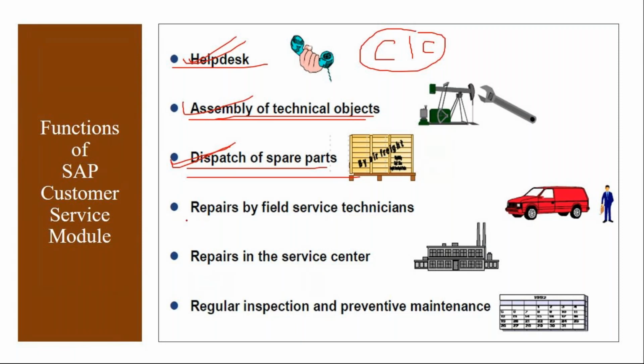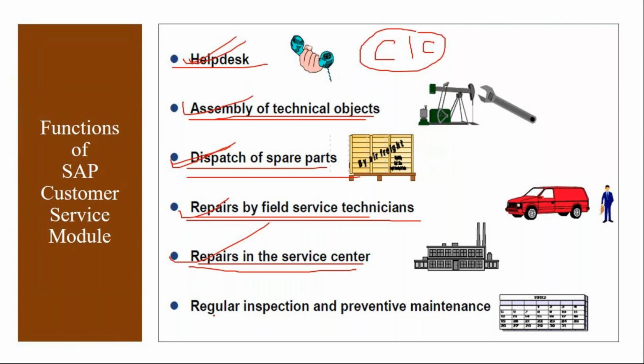Next one, repairs by field service technician. This is called on-site repair. You send the technician to the customer's place for the repair activity. It is also called field service. Next one, repairs in the service center. This is called in-house repair. You ask the customer to return the damaged product, you receive it, you repair it, and then you deliver it back to the customer.